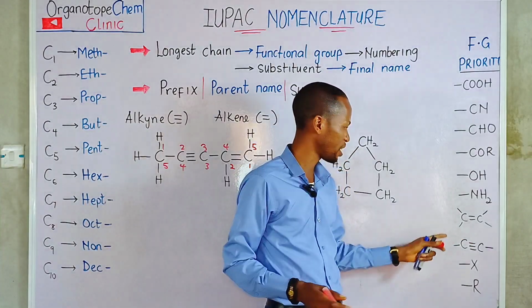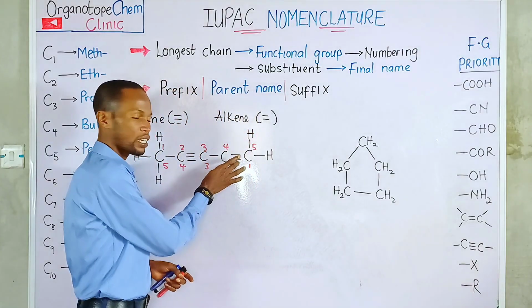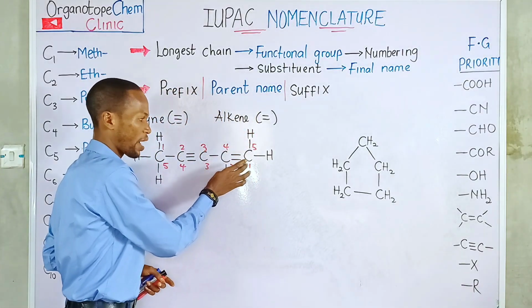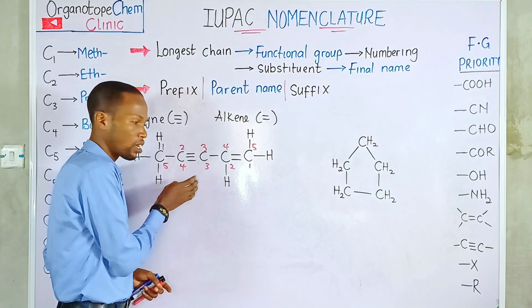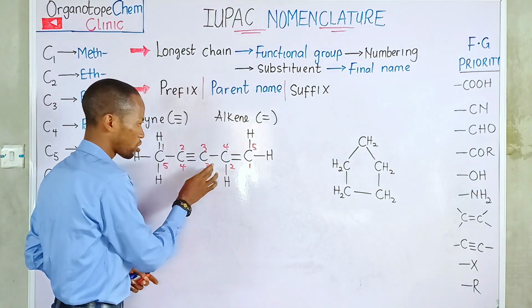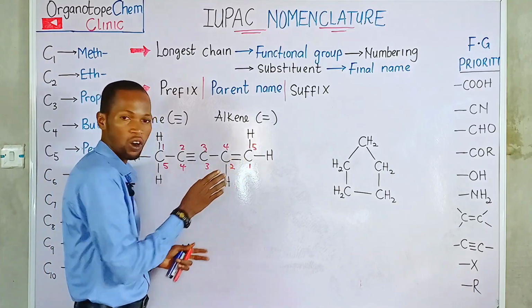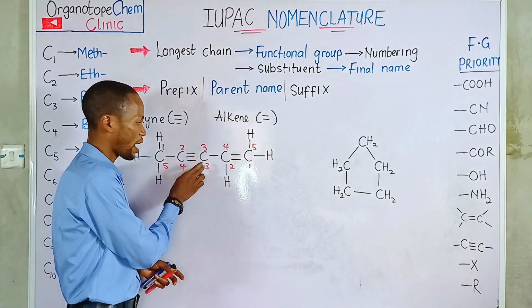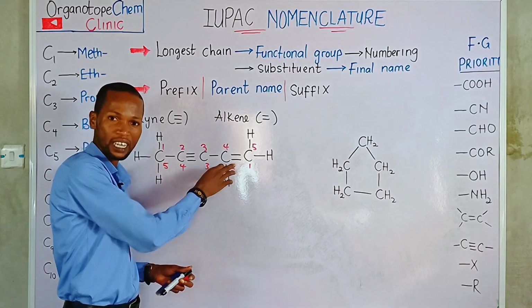So the alkene is the principal functional group. We assign the lowest numbering to the alkene right here. Therefore, we are expected to start the counting in the backward direction. So we have 1, 2, 3, 4, 5. That implies that the alkene is found on carbon 1, while the alkyne is found on carbon 3. Right here, the principal functional group is the alkene.